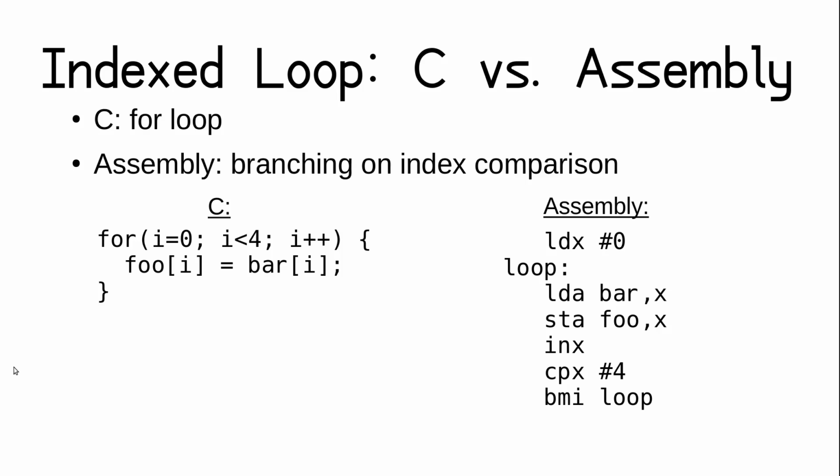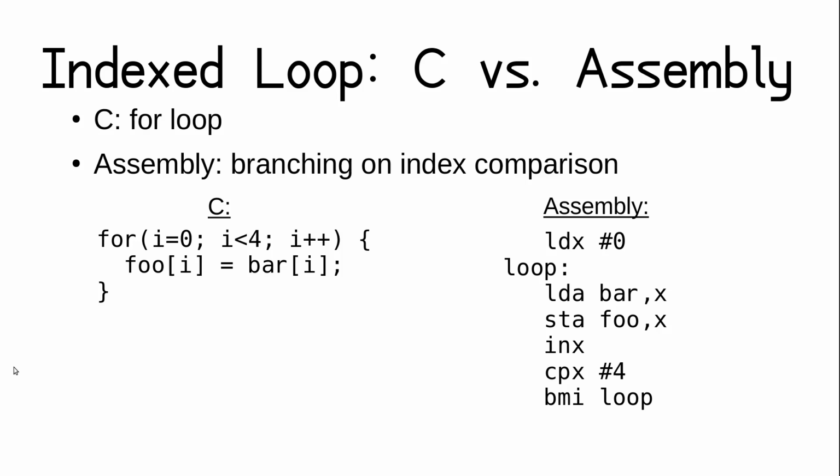A very common operation is to copy data from one part of memory to another. In C, we could do this with a simple for loop that uses an index variable to iterate across both the source and destination arrays, doing an assignment for each element. Here we are copying the first 4 bytes from the bar array into the beginning of the foo array.